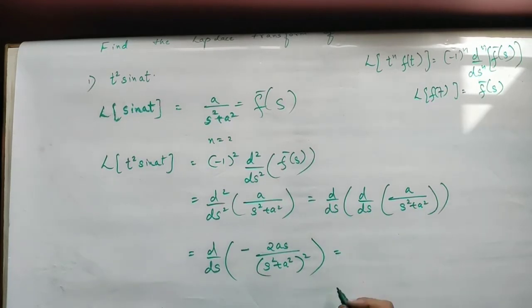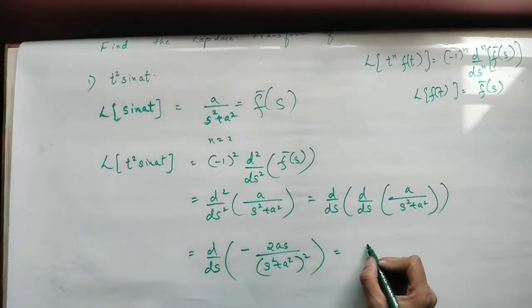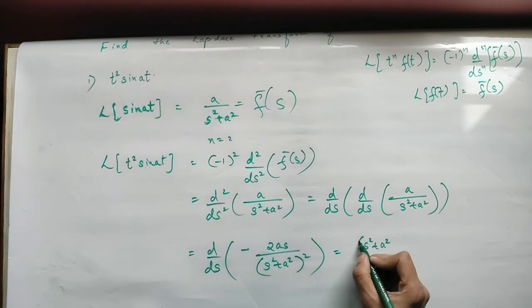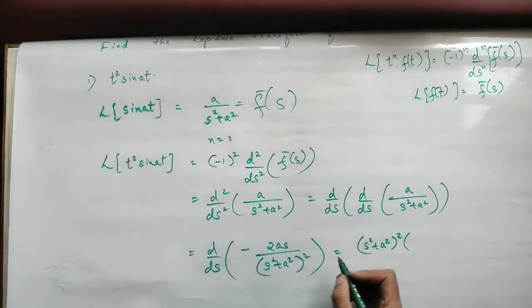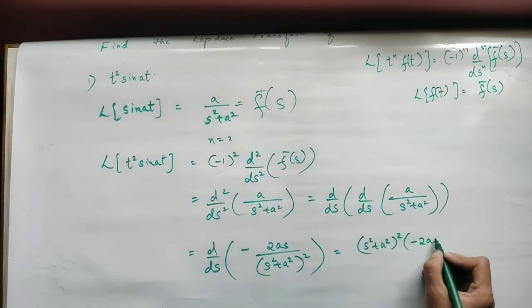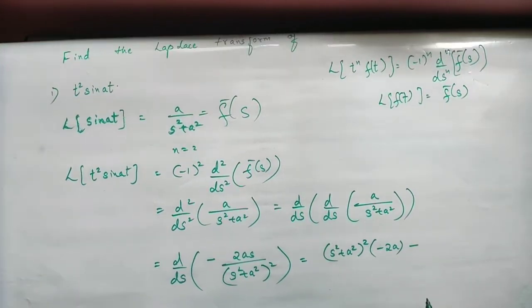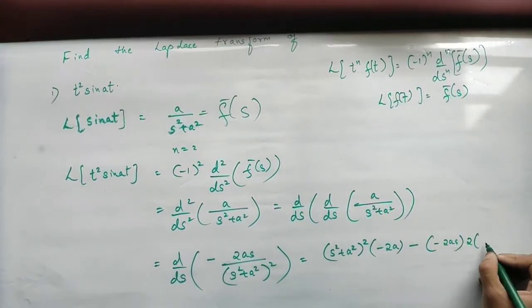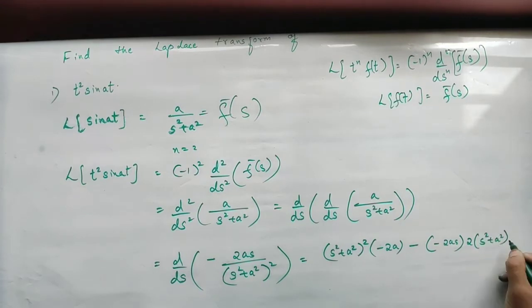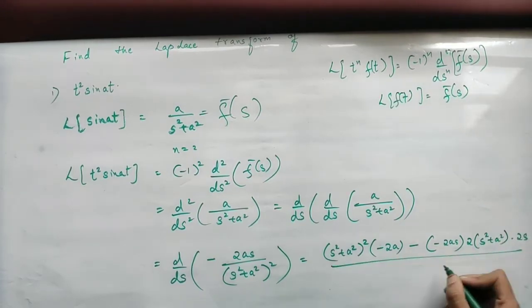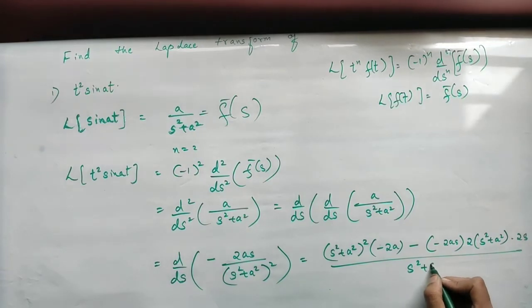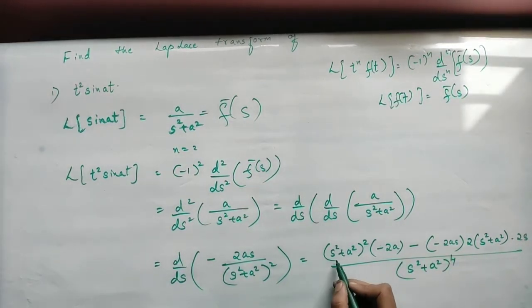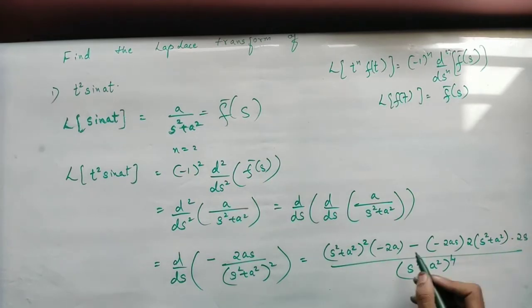So it is what? First, denominator as it is. Derivative of the numerator with respect to s, it becomes minus 2a, minus numerator as it is, derivative of the denominator, divided by denominator square, becomes 4 over here. Now as you see, s square plus a square, s square plus a square, it's common.